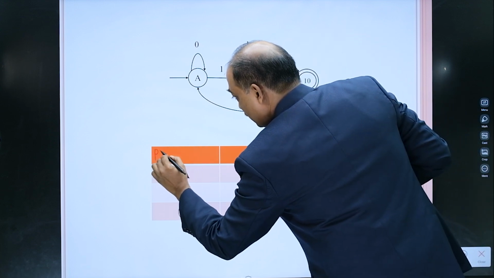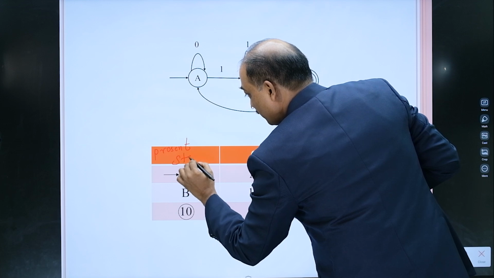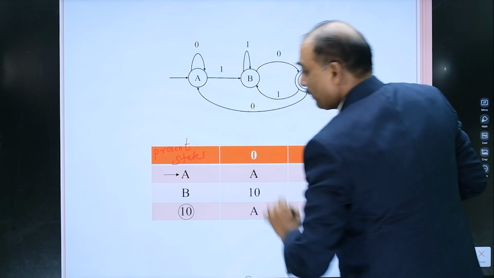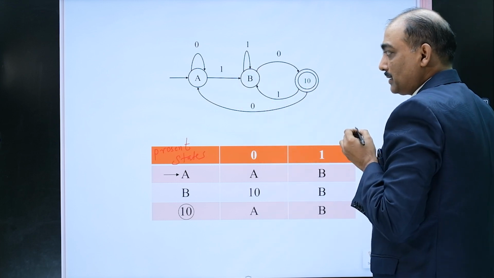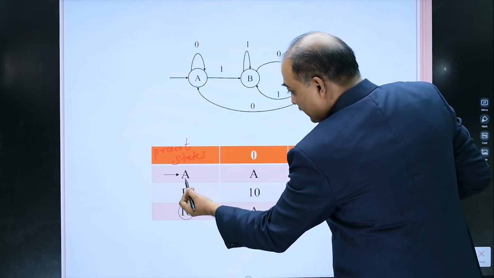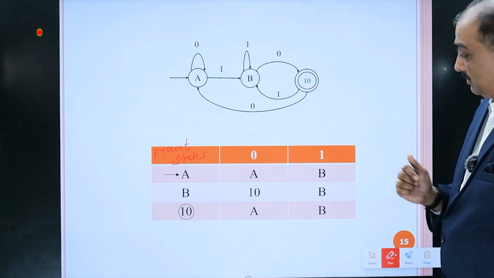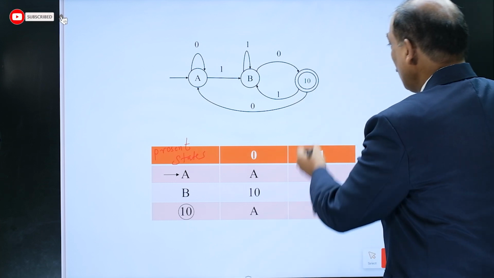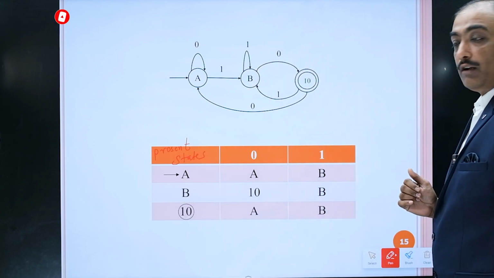So while writing this, I'll write down the present states. Whatever present states are there, I will enlist all of them: A, B, and 10. Then to indicate the initial state, you can see A is the initial state, so I have an incoming arrow towards state A, and 10 is an accepting state, so I have encircled it. 10 is an accepting or final state.